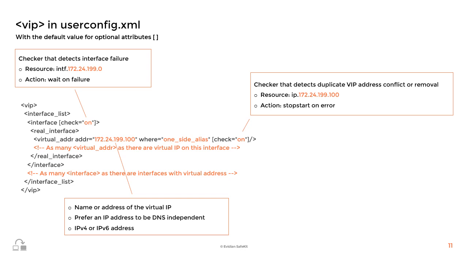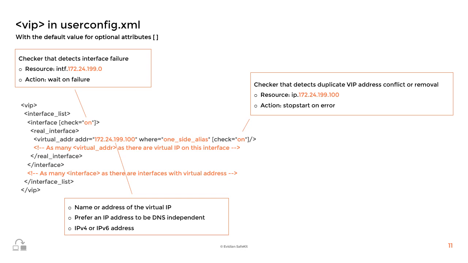Virtual ADDR is the tag where the address or DNS name of the virtual IP is set. It is preferable to configure an IP address to be resilient to DNS failures. You can set here an IPv4 or IPv6 address for the virtual IP. One-side alias means that the virtual IP address will be set as an alias of the physical IP address on the network interface. It also means that if the primary node initiates a connection to an external device, then this connection will start with its physical IP address.